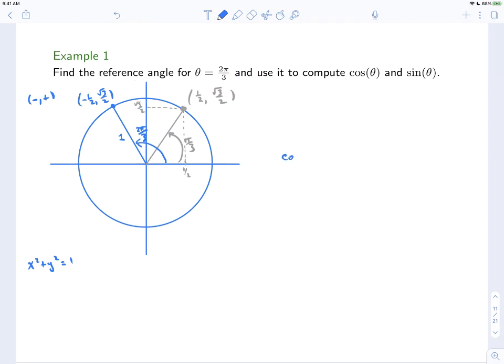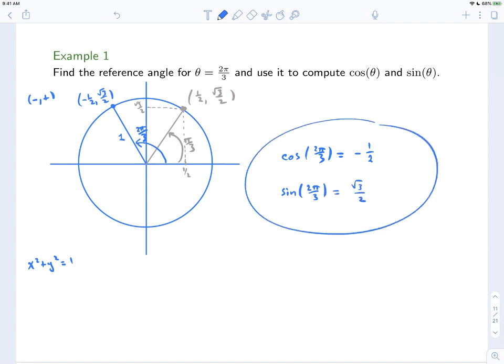So cosine of theta, which is 2 pi over 3, is equal to negative 1/2. It's supposed to be a 2. And sine of 2 pi over 3 is equal to the square root of 3 over 2. And those are your answers. We were able to compute this using the reference angle because we knew the values of cosine and sine for the reference angle, and we used those to determine the values of cosine and sine for the angle theta.